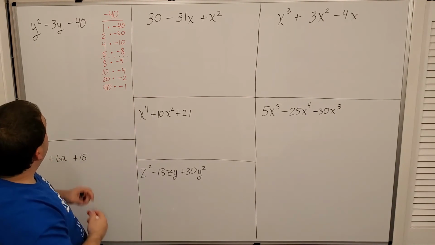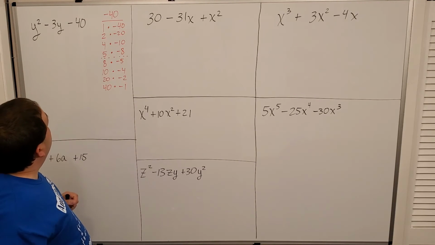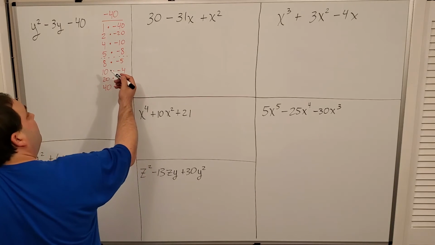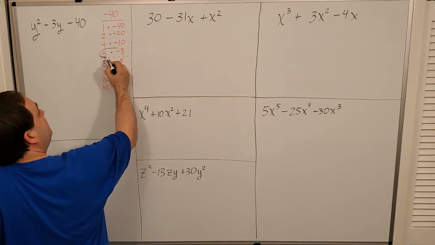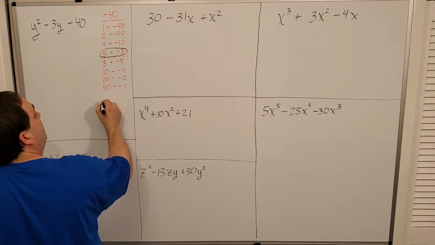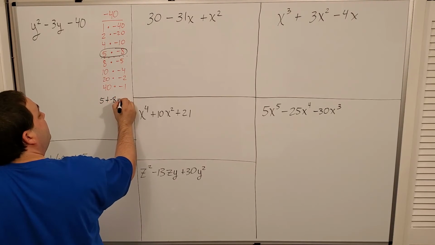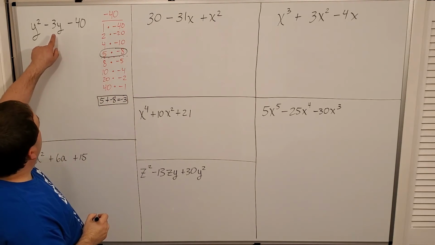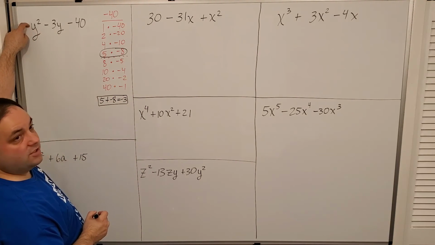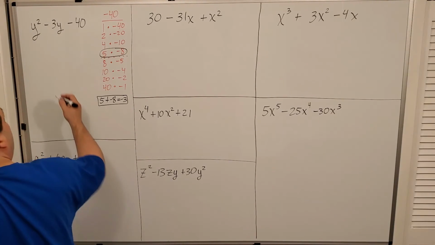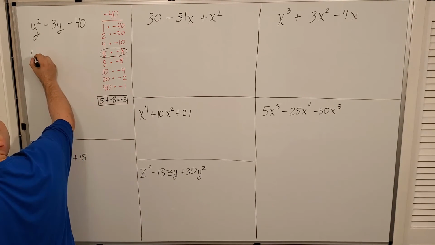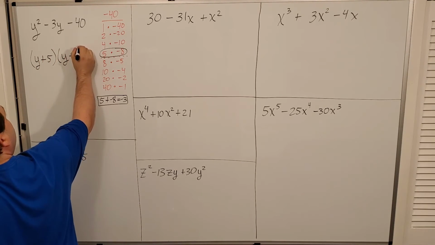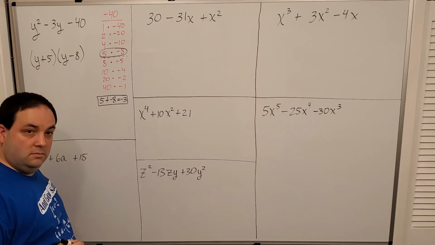Okay, and I need two things that add to give me negative 3. That would be 5 plus negative 8. Right? 5 plus negative 8 is negative 3. So then from here, since it's that first type where I just have a 1 in front of the y squared, I can simply write the answer, y plus 5 times y minus 8. Okay?